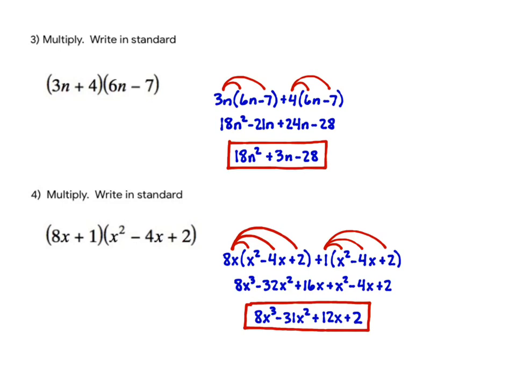It's written in standard form, highest exponent first, and declining from there. So that's how to multiply polynomials. You're going to be doing a lot of that next year in Math 3.